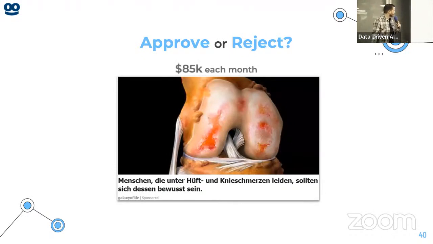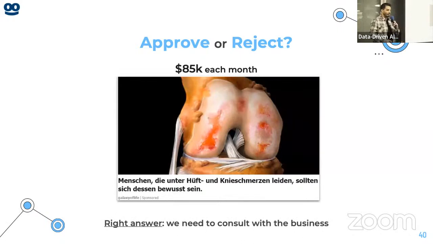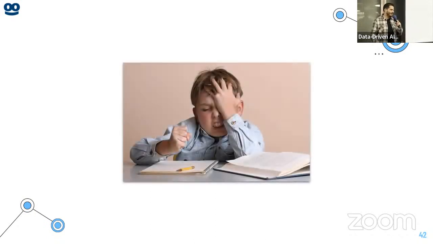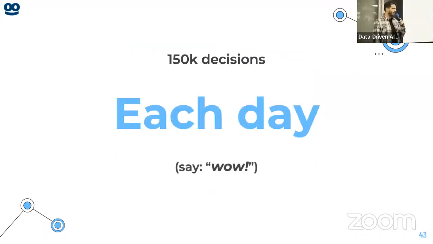Now, what if I tell you that this specific advertisement is making $85,000 per month for Taboola? Now, if you work for Taboola, who here would approve it? Raise your hand. So it's not clear cut because sometimes there are some business considerations to be made before we take a decision and we must consult the business. So this is another challenge we have with human review, that the policy is sometimes a bit vague. Sometimes we need to get some guidance. All right, so these are the challenges and decisions are tough, right? It's very hard for us. It's especially tough because we have so many decisions. We have around 150 decisions each day.